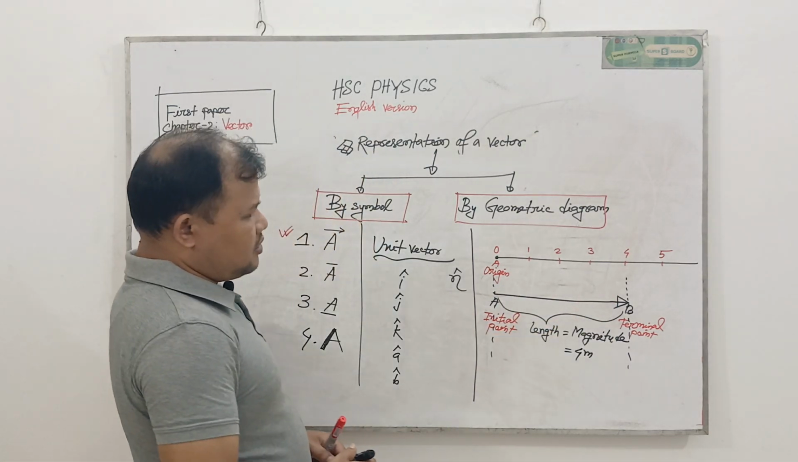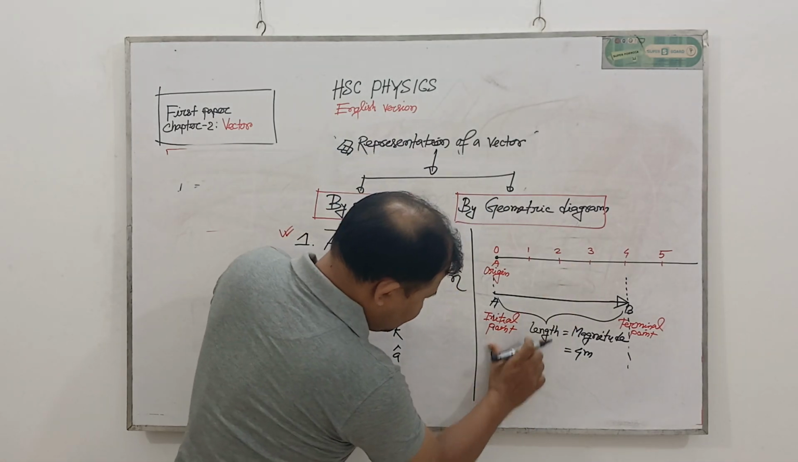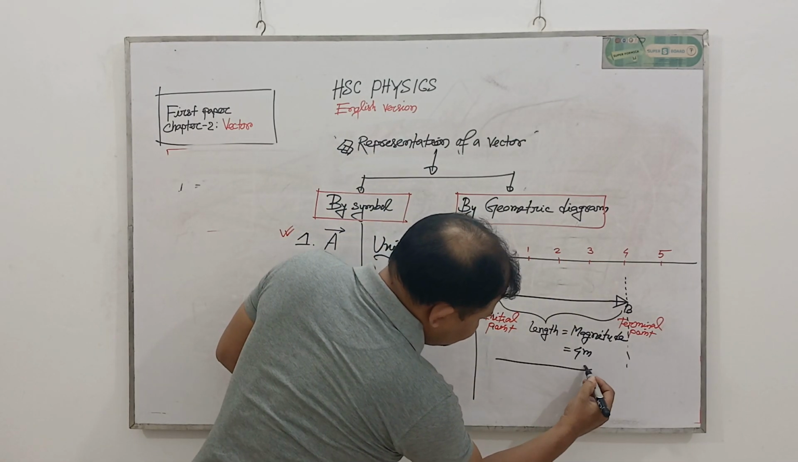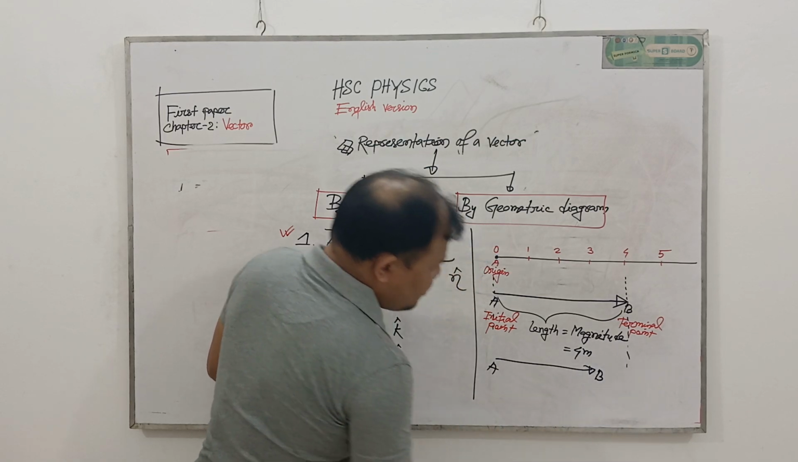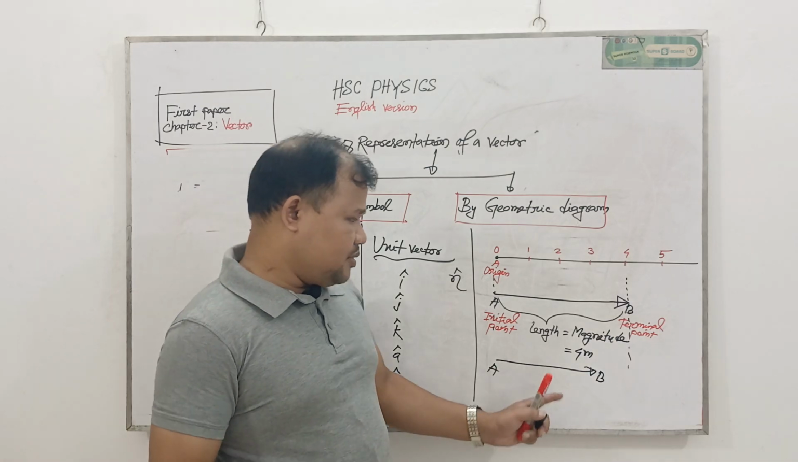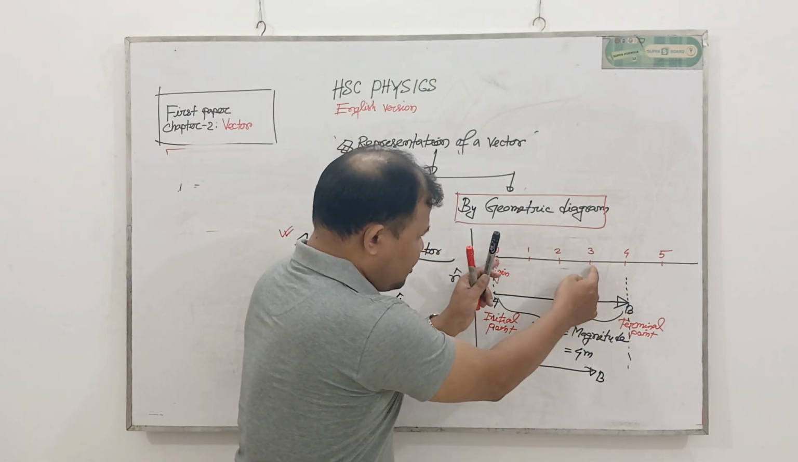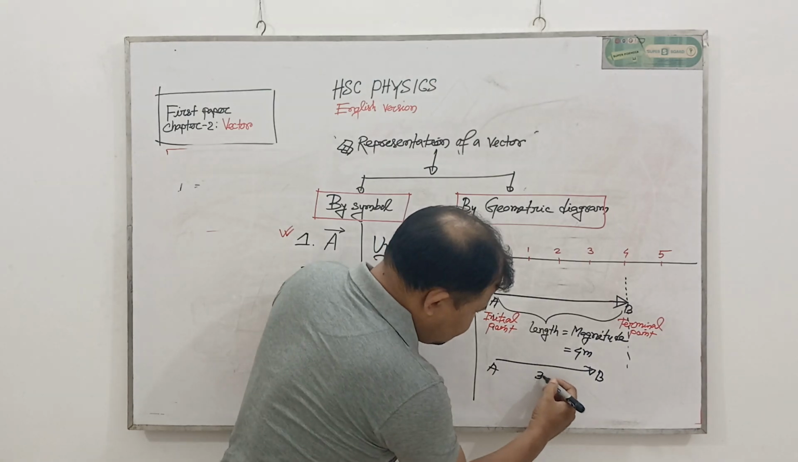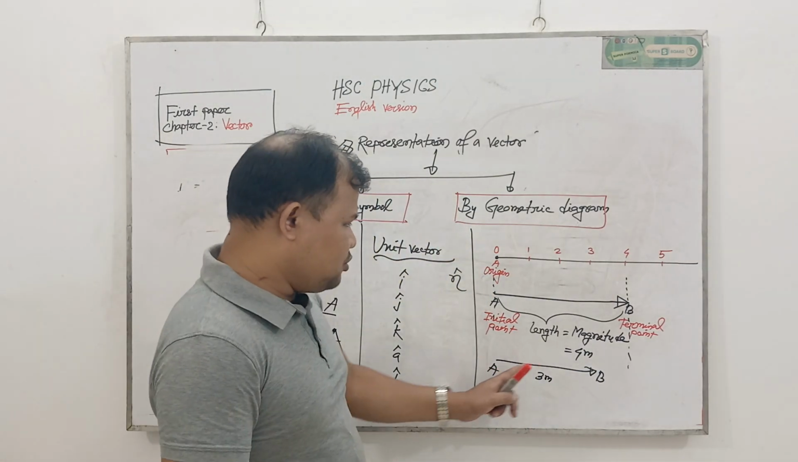My dear student, if we have taken 3 meters from this line segment, then this will be the vector. Suppose this is A and this is B. Okay, AB is a vector. This is the geometric representation. As the length of this AB is 3 meters, the magnitude of this vector will be 3 meters and the direction will be A to B.